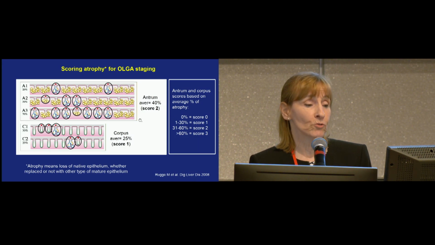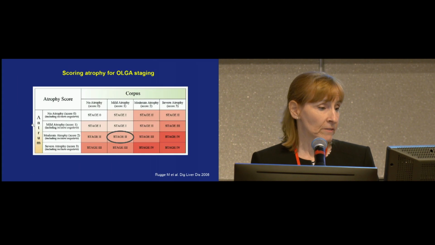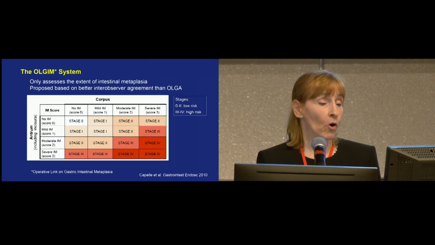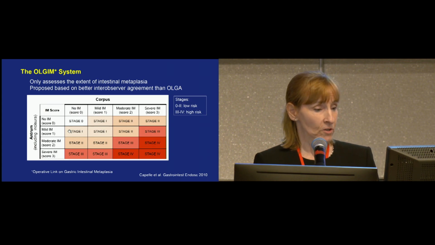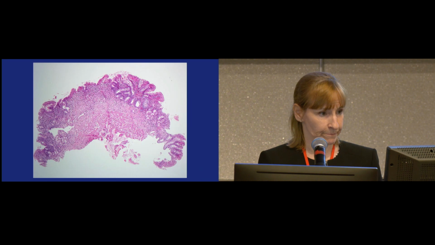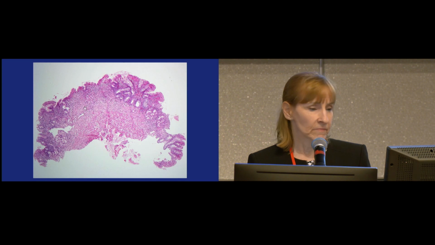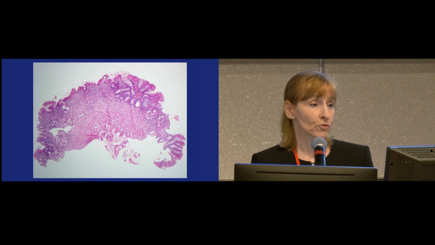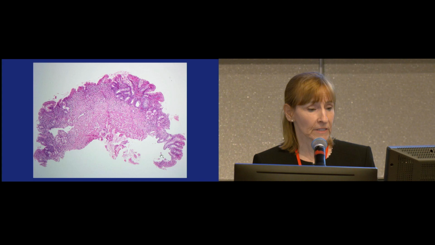If you have a score of 2 in the antrum and a score of 1 in the corpus, you go to this table and you find the stage here. The OLGIM system is the same, but only assessing intestinal metaplasia. You can use the same visual score scale, but it's only metaplasia, and it totally ignores the other atrophy. I'm going to show you in one single biopsy the difference between OLGA and OLGIM. In this biopsy, this is all atrophic because you don't see any glands here. Maybe there's a little very atrophic here. And here are 2 areas of intestinal metaplasia.